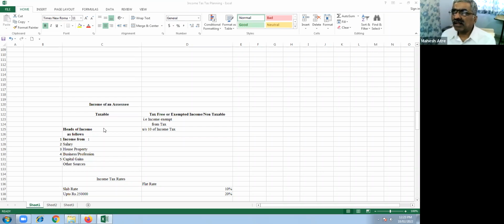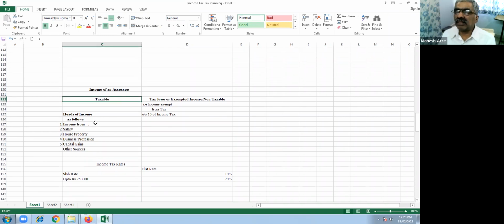Now I'm going ahead with these heads of income. First of all, the income is divided under the five heads of income. So these are the five heads. That is, first is income from salary, income from house property, income from business or profession, income from capital gain, and income from other source.